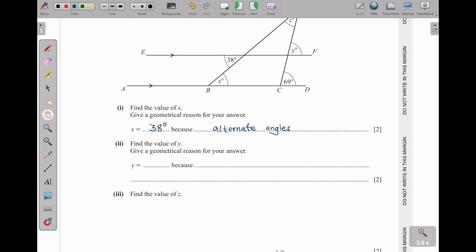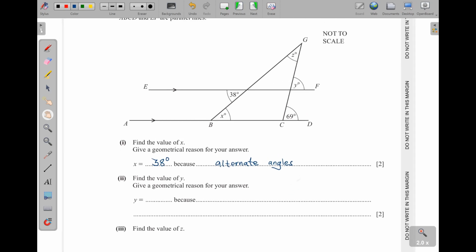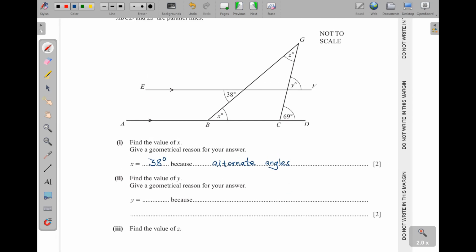Then Roman 2, find the value of y, give a geometrical reason for your answer. When you look at y, you see this one corresponds to that. So I'm going to use corresponding angles. So I'll say y is equal to 69 degrees. The reason here is going to be corresponding angles.